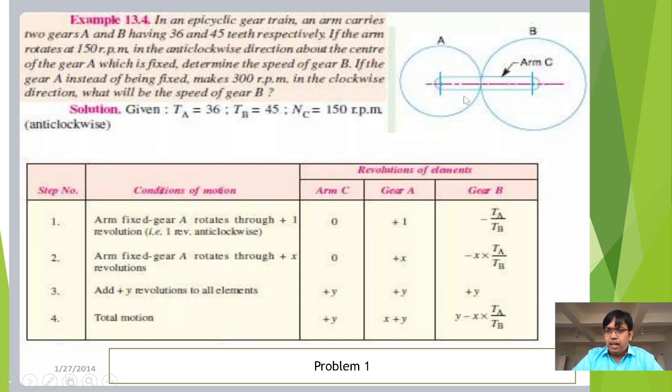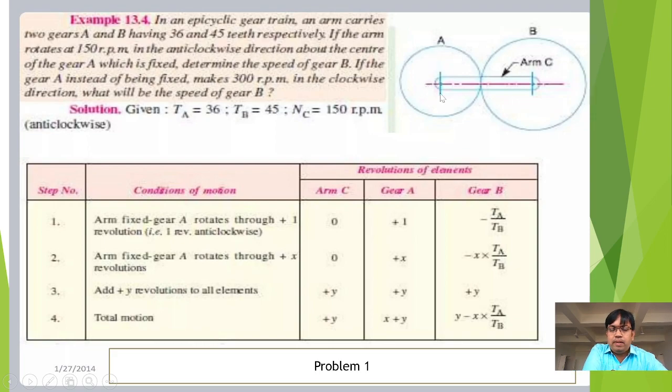Generally, fixing the arm is very easy for calculating the number of revolutions of the other two elements. That is what has been written in this table here. You see the first one: if you fix the arm, that has been written here, the condition of the motion, the arm is fixed. If I fix the arm and rotate gear A for one revolution in anti-clockwise direction.